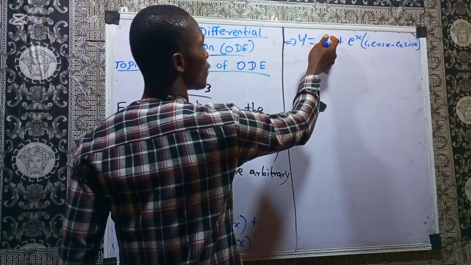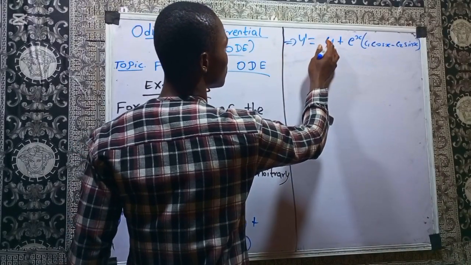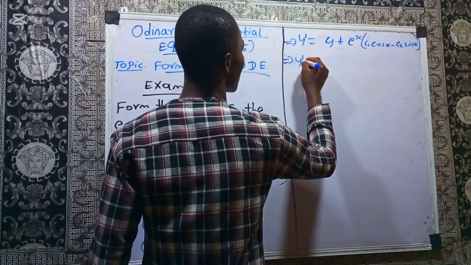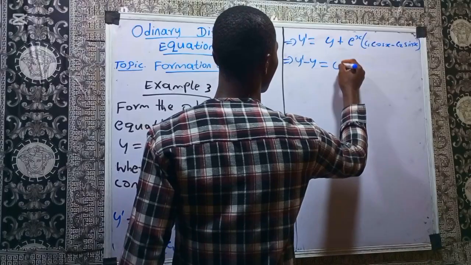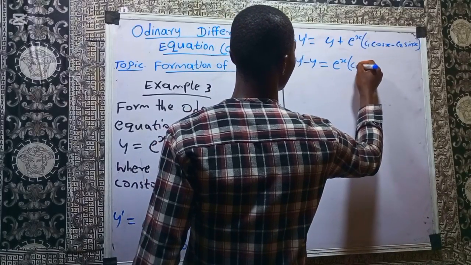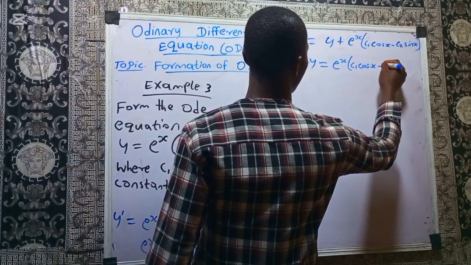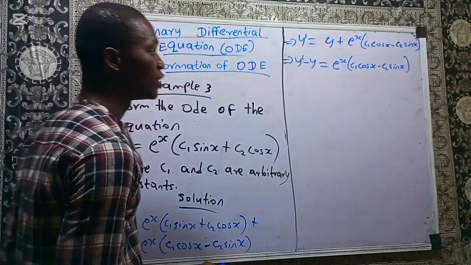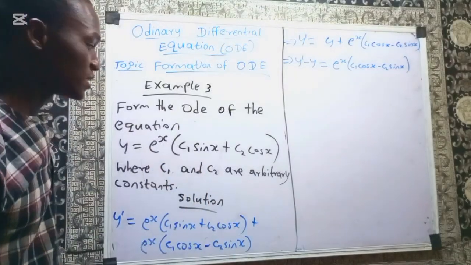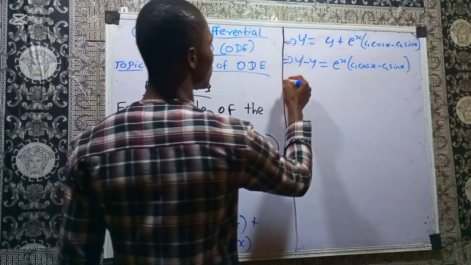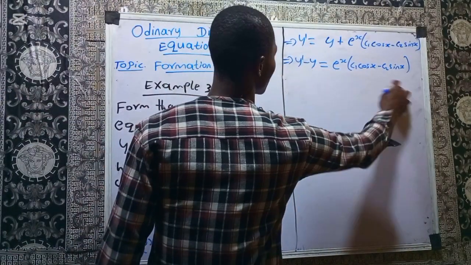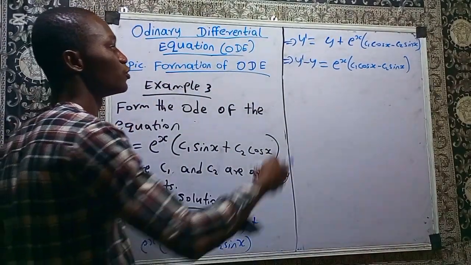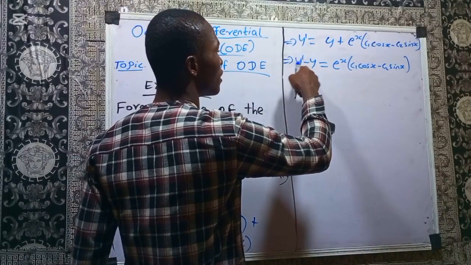Let's move this y to the right. This implies y prime, if you move positive y to the right, you have negative y, equal to e^x (c1 cos x minus c2 sin x). So this is what you have. But you know you have to differentiate again, since you have two arbitrary constants. So we are going to differentiate this expression again.